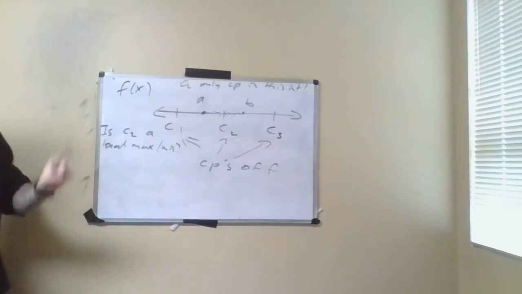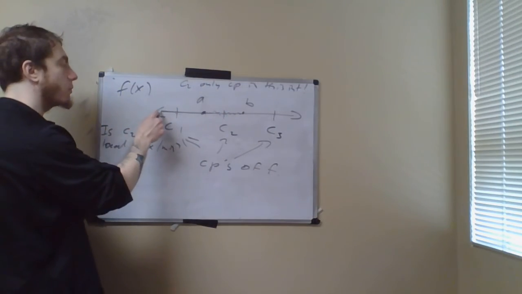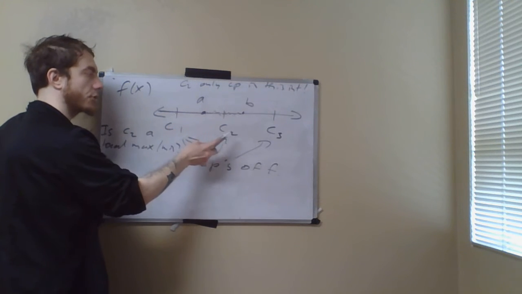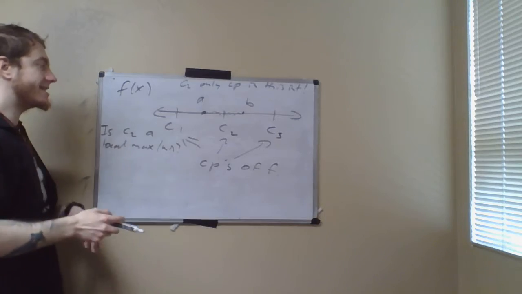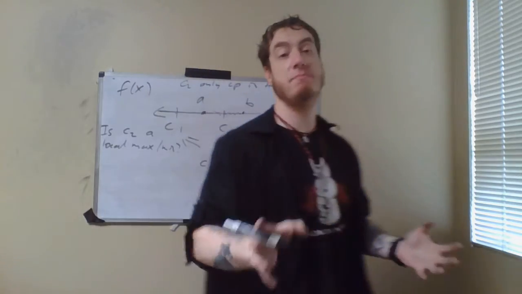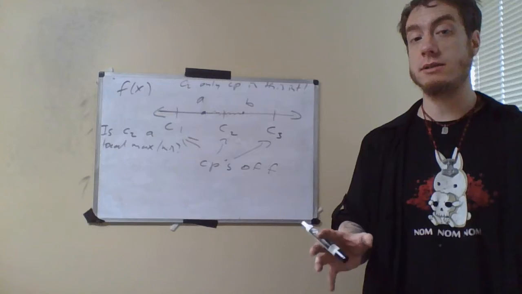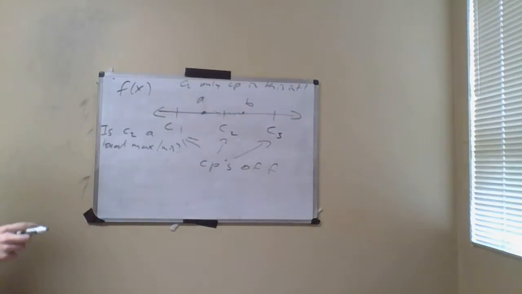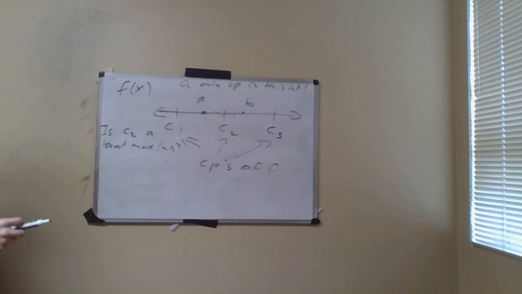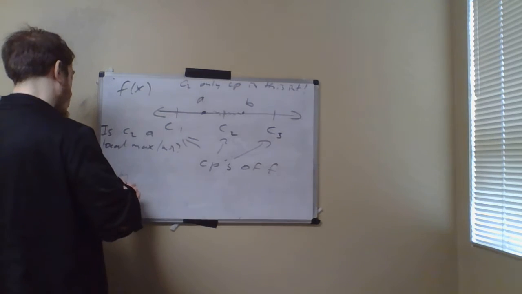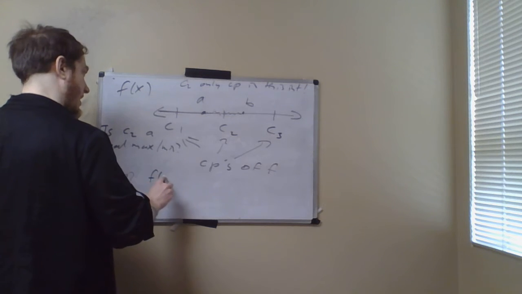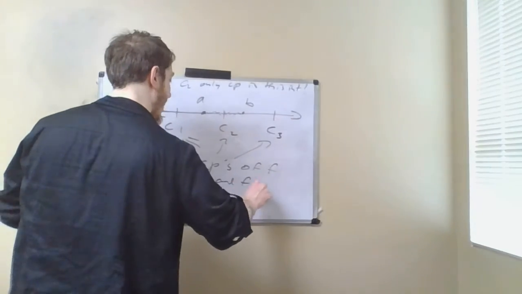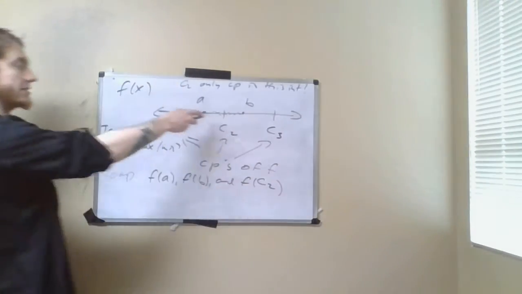Right? So I cannot have other critical points. If I picked A to be way over here, that would be bad. The key point is I want to make sure that there's no other critical points in here. And as long as there's no other critical points in here, I can pick whatever points I would like. It really does not matter at all. So if I do this, then what I'm going to do is compare f of A, f of B, and f evaluated at this critical point, C2.